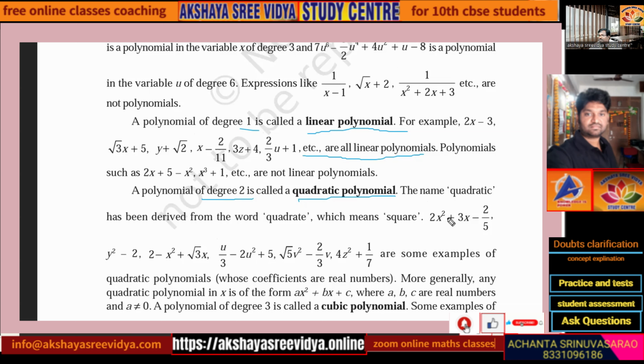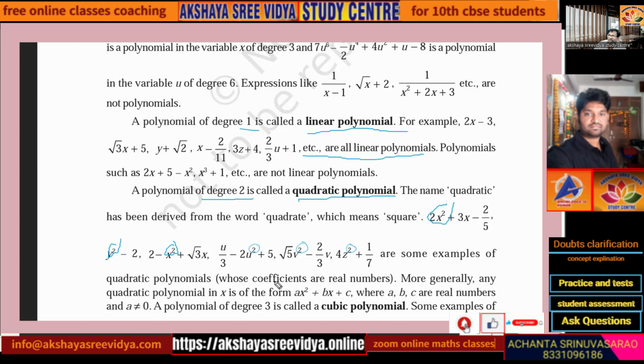Here the highest power is 2. These are some examples of quadratic polynomials whose coefficients are real numbers.